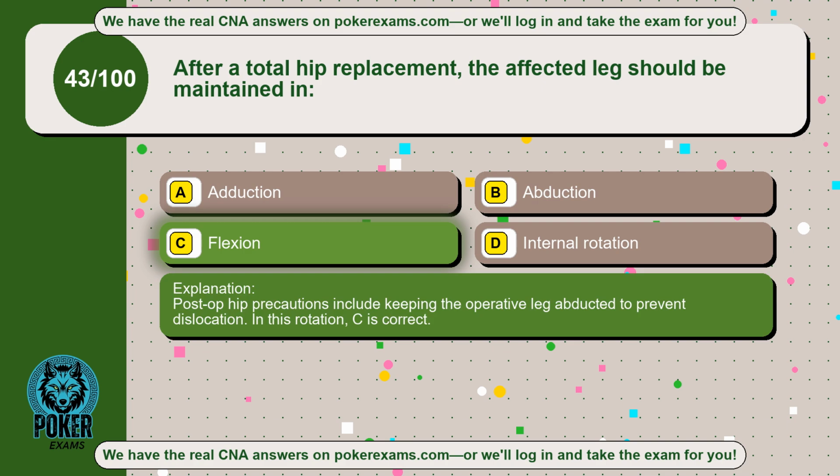Post-op hip precautions include keeping the operative leg abducted to prevent dislocation. In this rotation, C is correct.